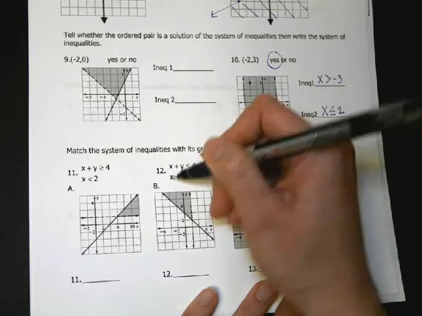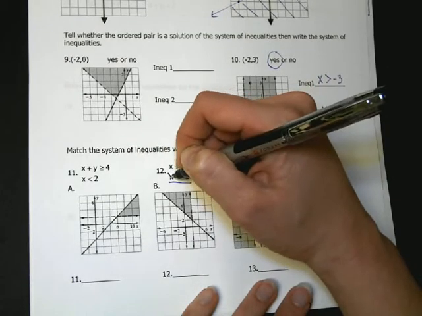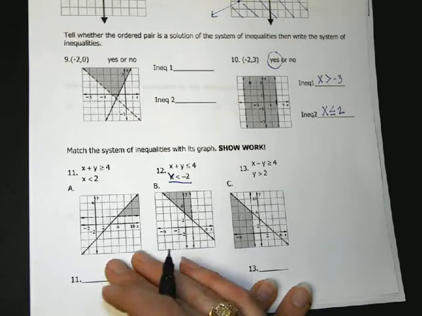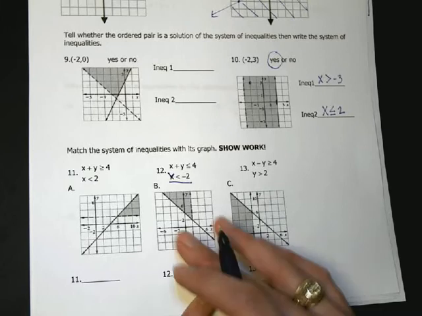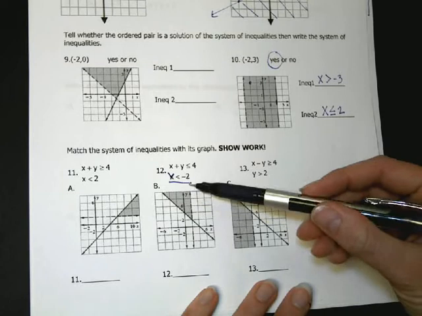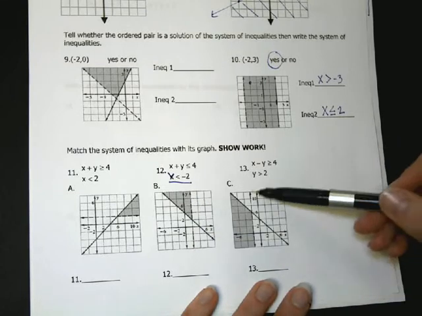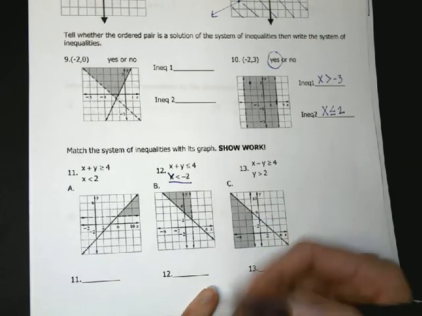I know that's going to be a vertical line because of that x at the top, which tells me it's vertical, and that vertical line is at negative 2. And notice all of your scales here are counting by 2s. So what I notice is both B and C have a vertical line. C is right there, B is right here. B is at a positive 2 and C is at a negative 2. So 12 automatically is actually going to be C because of the vertical line at negative 2.